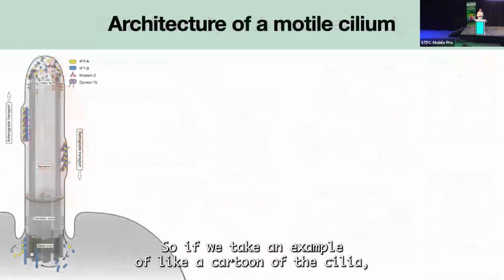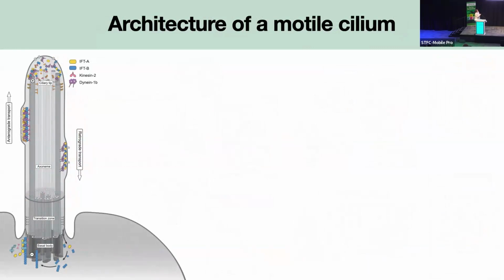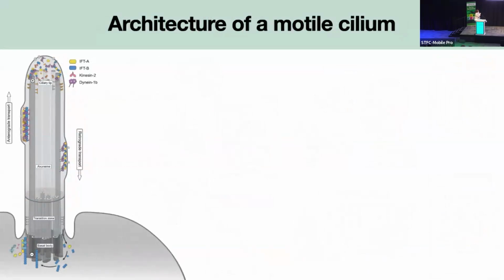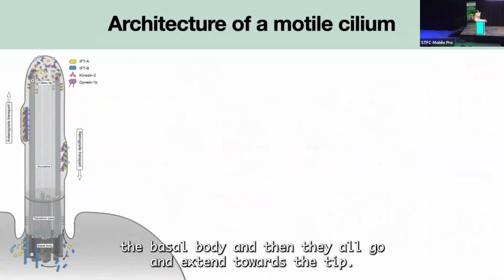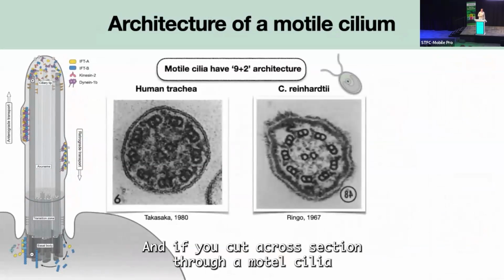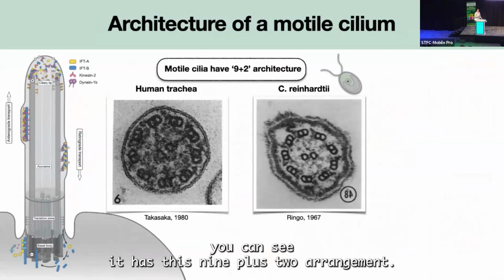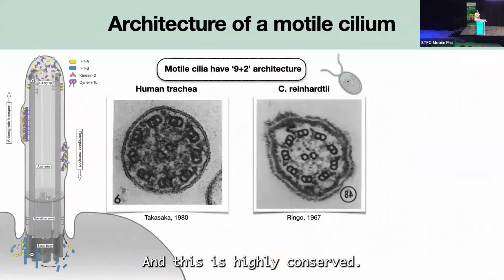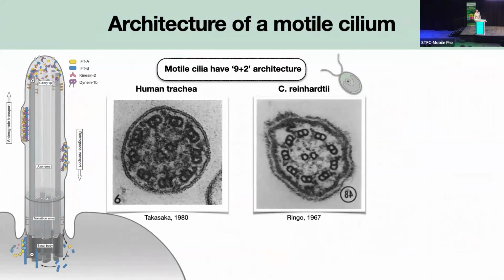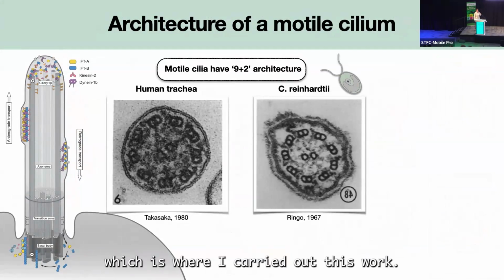So if we take an example of like a cartoon of the cilia, you can see the microtubules, they're tethered at the basal body, and then they all go and extend towards the tip. And if you cut a cross-section through a motile cilia, you can see it has this 9+2 arrangement. And this is highly conserved, so from human trachea into this model organism, which is the green algae Chlamydomonas, which is where I carried out this work.